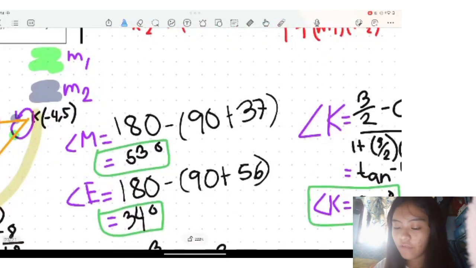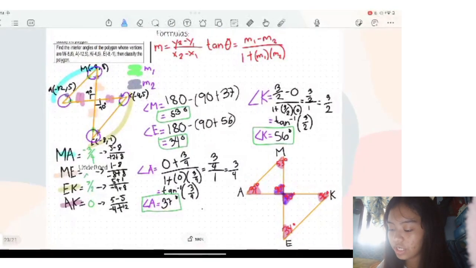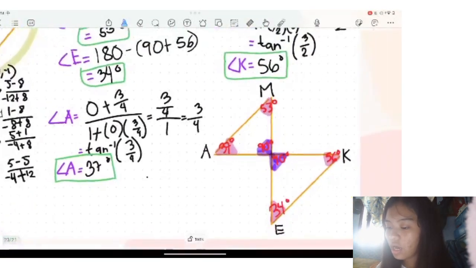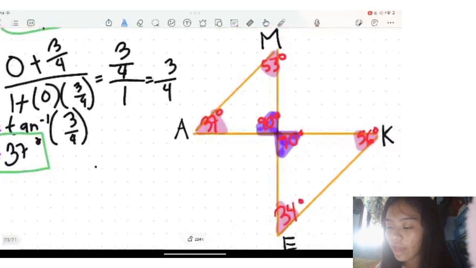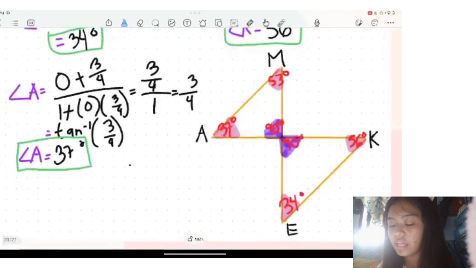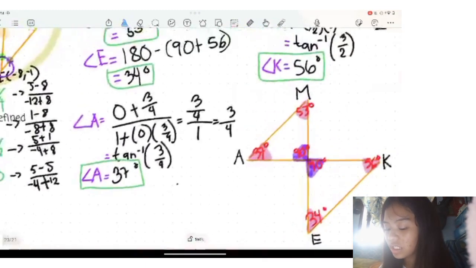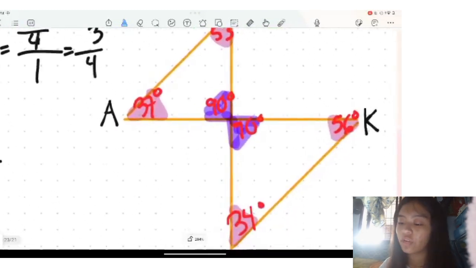So, ayun na ang final natin. Ito yung pinaka-final na illustration natin. Ang angle M is 53 degrees and ang A naman ay 37 degrees. Ang K is 56 degrees and ang E is 34 degrees.